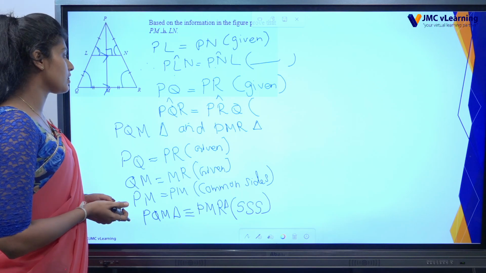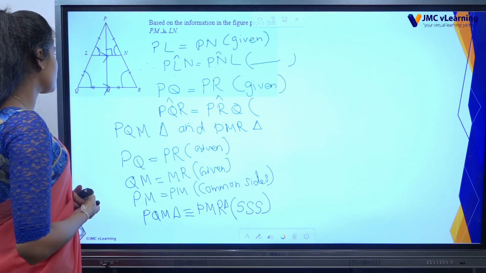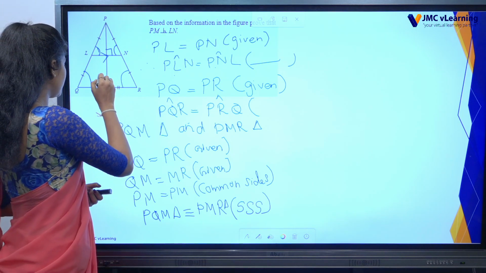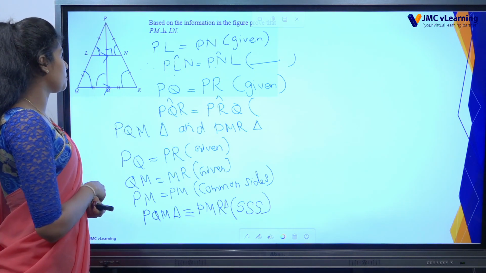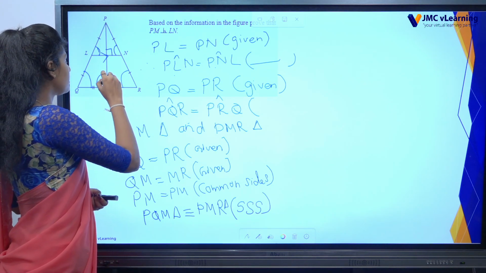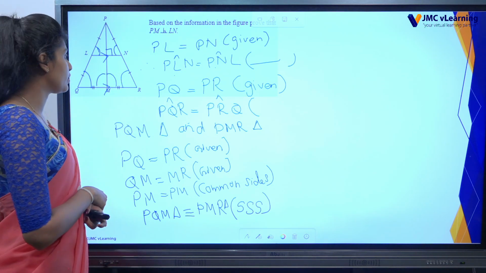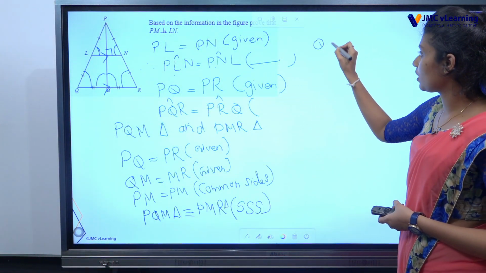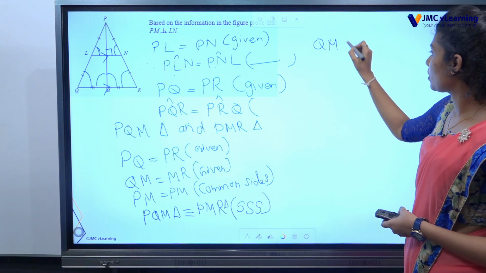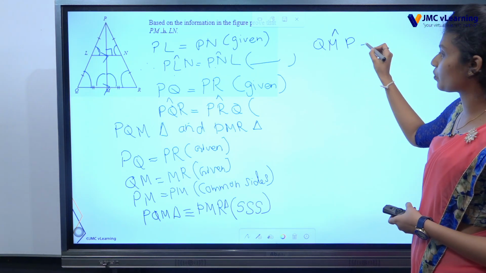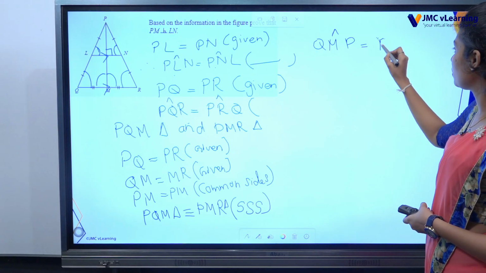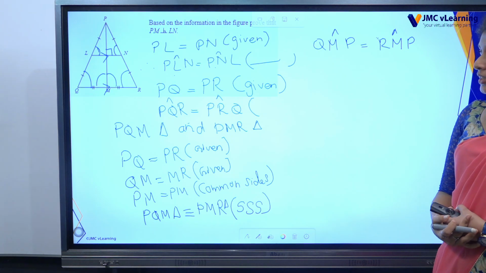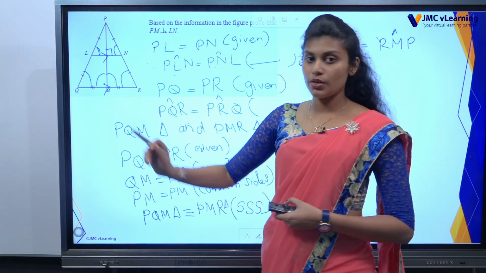When these two triangles are congruent, then other parts also we can take as equal. So I can take this QMP angle and RMP angle equal to each other. Then I am writing here, QMP angle is equal to RMP. Then these two angles are equal to each other.